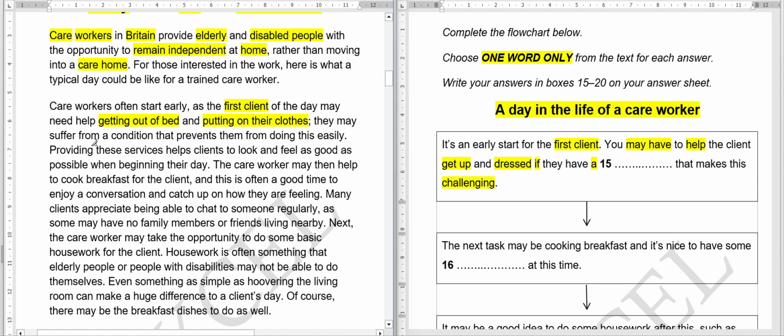They may suffer from a condition that prevents them from doing this easily. So this is preventing them, basically making it difficult. So the answer is quite evident in this particular sentence. One thing more, for every question I will give you around 10 seconds to tell me the answer, and if you need more time than that, you can pause the video, and when you are ready with your answer, you can continue. For this particular question, your time starts now.